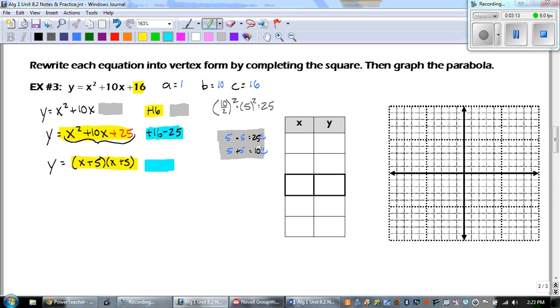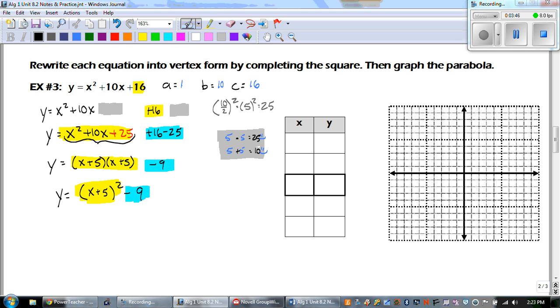I have positive 16 minus 25, which gives us negative 9. And now the last part is to put it into vertex form. That x plus 5 is getting repeated, so we have x plus 5 squared minus 9. That negative 9 just came down, and x plus 5 times x plus 5 turned into x plus 5 squared. So you can see our progression as we go through everything.